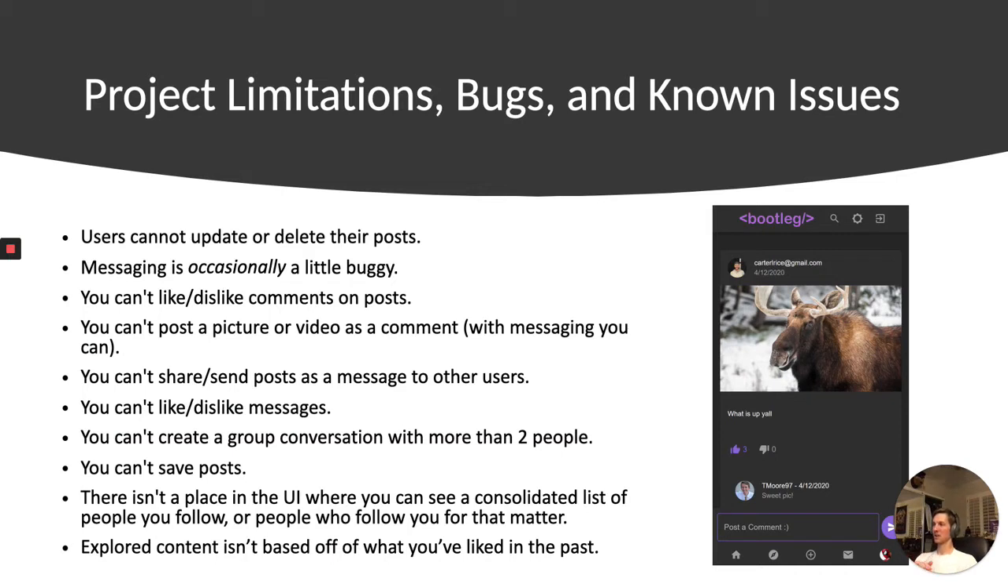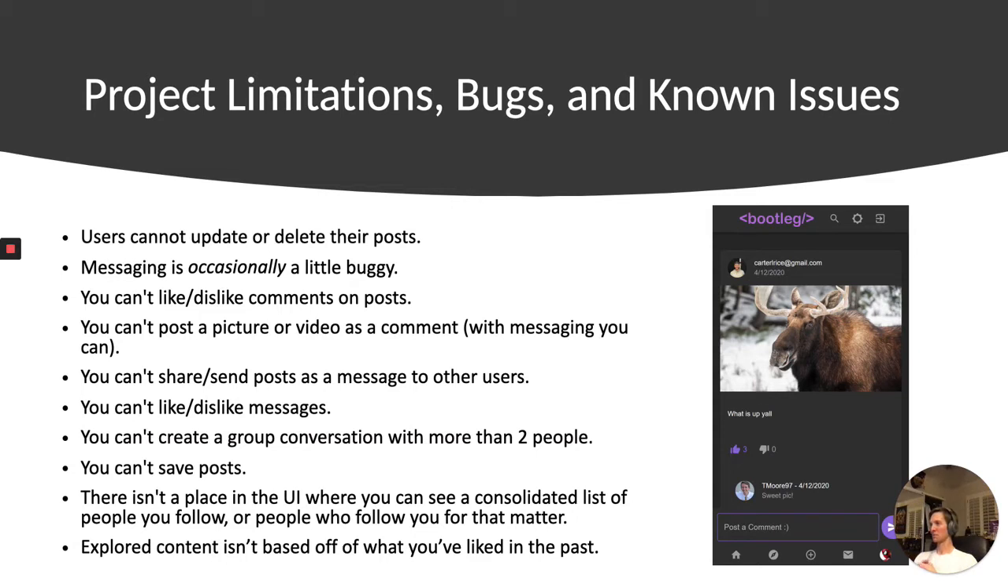It's weird. You can't like or dislike comments on posts. You can't post a picture or video as a comment. You can with messaging. Most of these are just features that I wanted to add that I didn't get. Just ran out of time, honestly. You can't share or send posts as a message to other users. You can't like or dislike messages. You can't create a group conversation with more than 2 people.